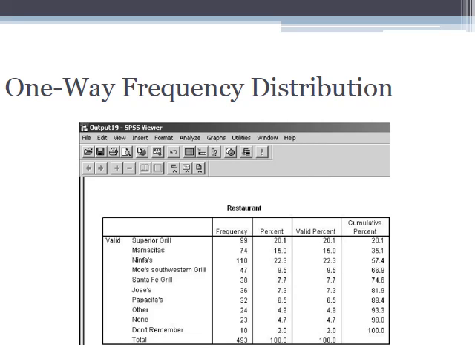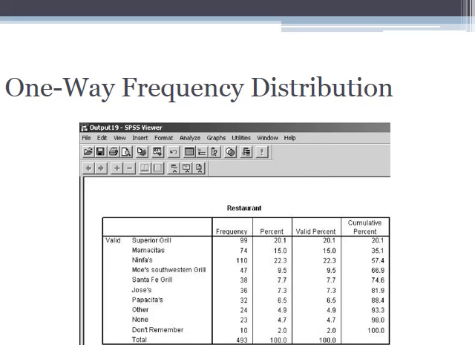These are all of the different Mexican restaurants. We have Superior Grill, Mamacitas, I think that's Ninfa's. I'm not sure how you would say it. We have Moe's, Santa Fe Grill, Jose's, Papacitas, and then a couple of other categories. Remember, we want to make sure everyone has something they can respond to. So the other categories were other, none, and don't remember.